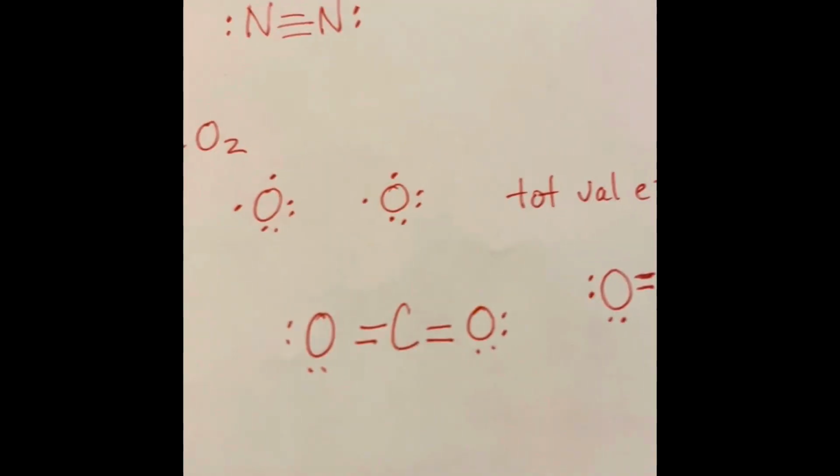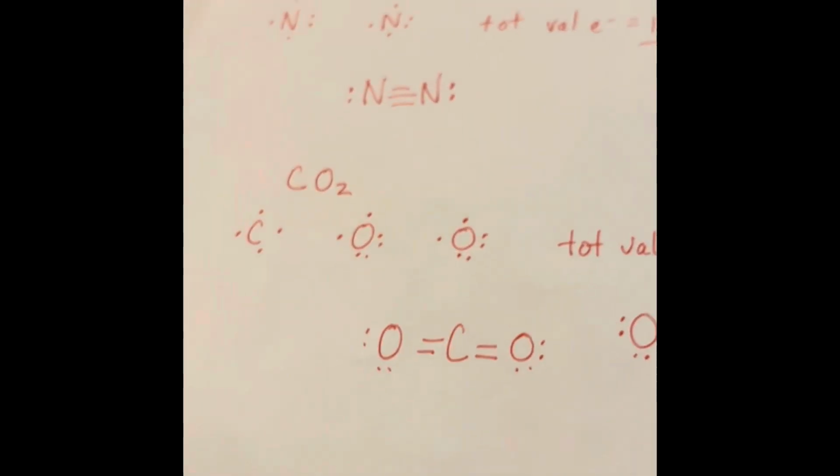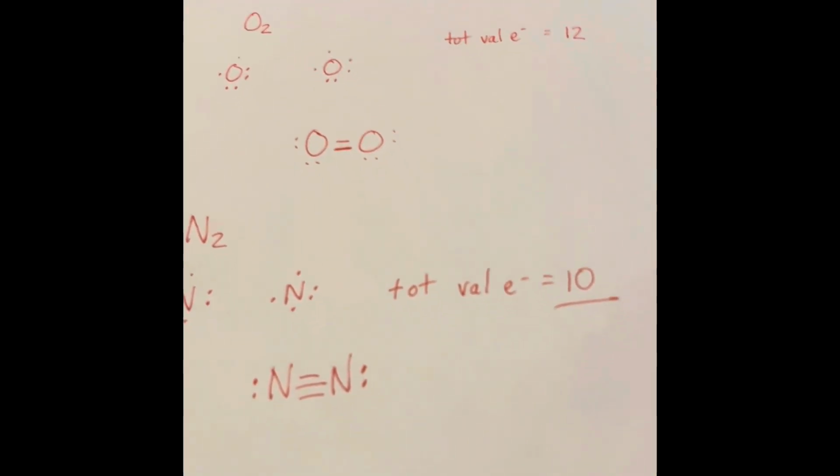Okay, so that's what I mean by if you're doing your structure, and then at the end your structure doesn't match your total valence electrons, you have something wrong. Okay? Hopefully that makes sense to you.